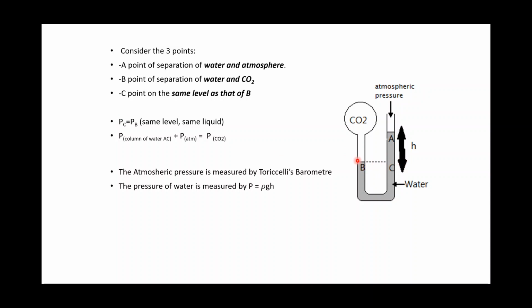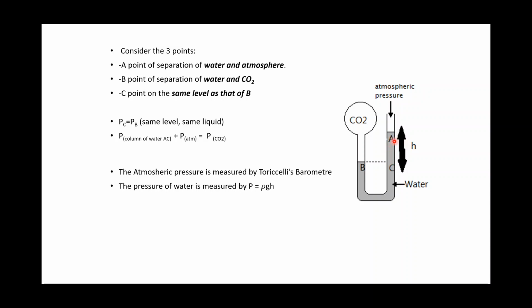The pressure at point B is due to everything above B, and everything above B is nothing but the pressure of CO2. Now the pressure at point C is due to everything above it, which is a bit of water trapped over here, and the atmospheric pressure. So the pressure of CO2 is the same as the pressure of water inside plus that of the atmosphere. The pressure of water is given as that of a liquid, so it's density rho times g times h.